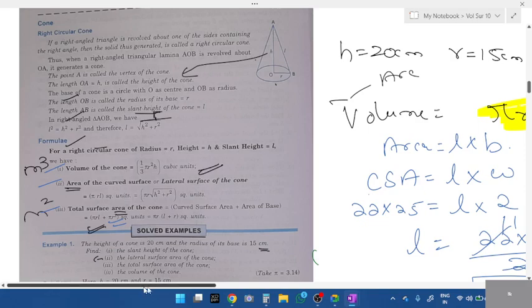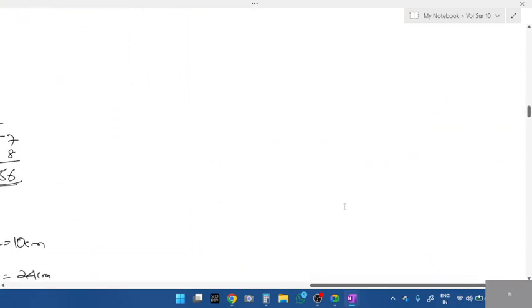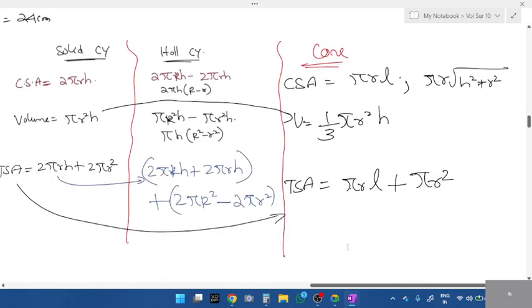So cylinder is important. If you know the cylinder concept, you can derive all this. Yes, make a note of this. Be quick. If you have written solid cylinder, hollow cylinder, next to that write cone. Volume of cone.